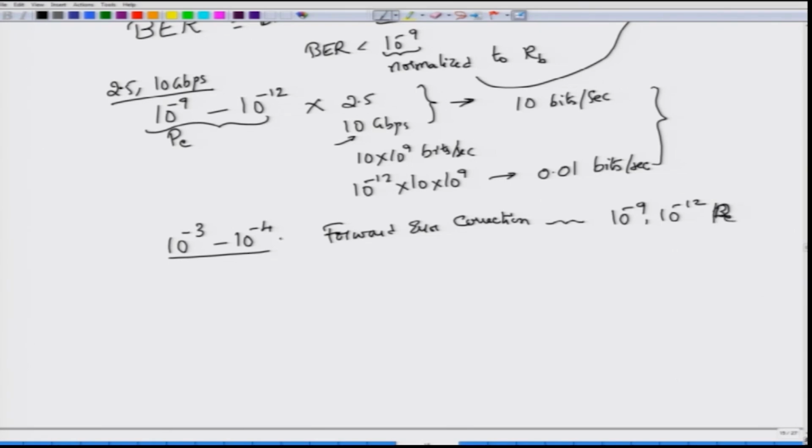So, this process is accomplished by what is called forward error correction, and therefore the FEC limit, FEC standing for forward error correction, is typically 10 to the power minus 3 and 10 to the power minus 4 in modern coherent optical communication systems.